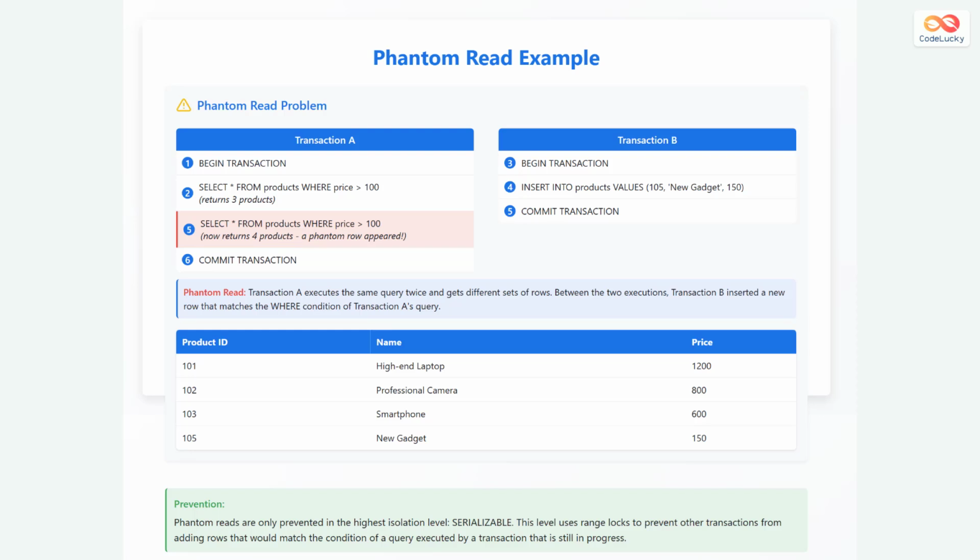The table contains the products 101, high-end laptop, price 1,200. 102, professional camera, price 800. 103, smartphone, price 600. 105, new gadget, price 150. Phantom reads are only prevented in the highest isolation level, serializable. This level uses range locks to prevent other transactions from adding rows that would match the condition of a query executed by a transaction that is still in progress.